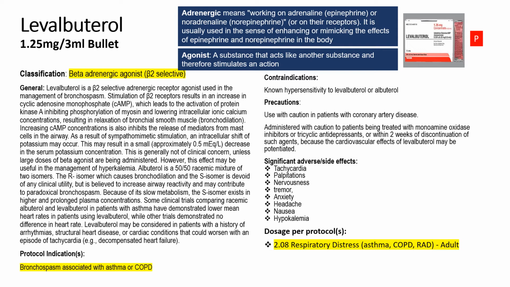Both albuterol and levalbuterol contain isomers. Albuterol is a 50-50 racemic mixture of two isomers, the R isomer, which causes bronchodilation, and the S isomer, which is devoid of any clinical utility, but believed to increase airway reactivity and may contribute to paradoxical bronchospasms. Levalbuterol does not contain the S isomer. It only contains the R isomer. So it is a paramedic level medication that's used for bronchospasm associated with asthma or COPD.